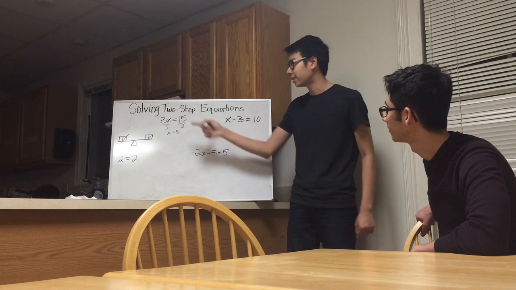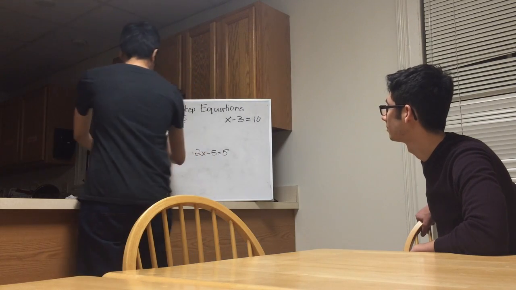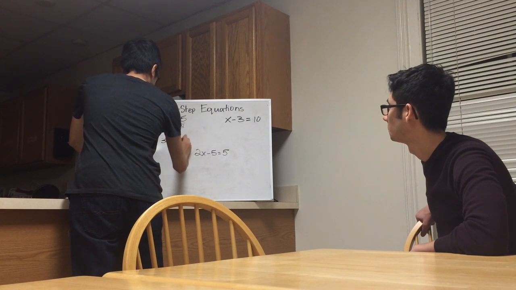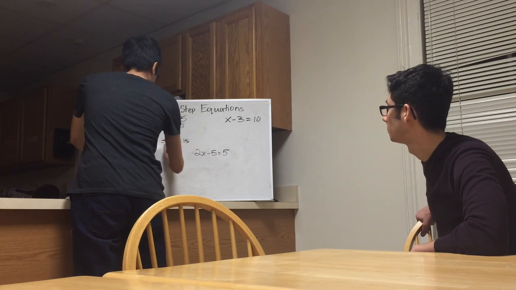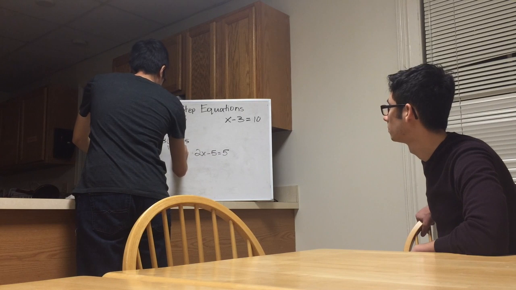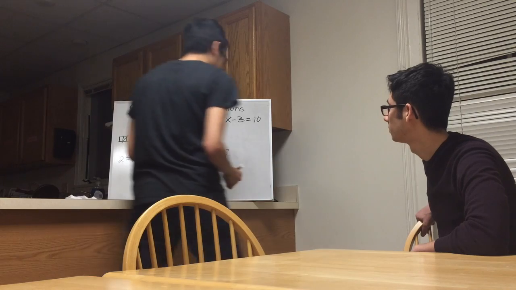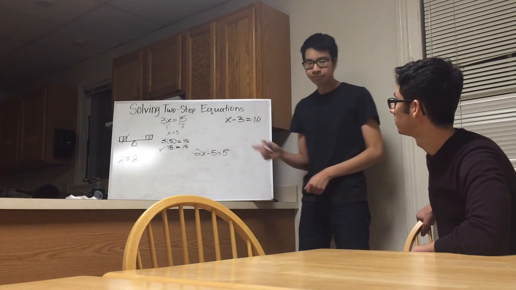But we don't know if x really equals 5 unless we plug it into the original equation. So we're going to do 3 times 5 equals 15, and 3 times 5 is 15, so 15 equals 15. And 15 does equal 15, so we know that x does equal 5.